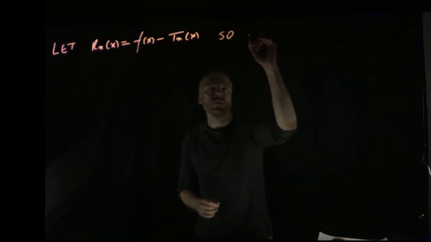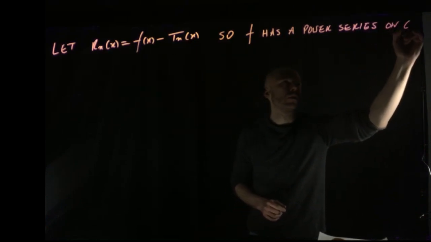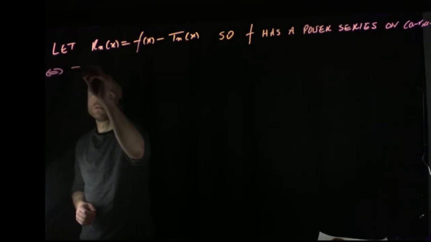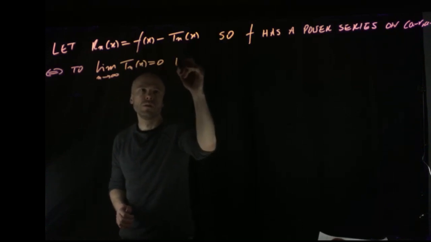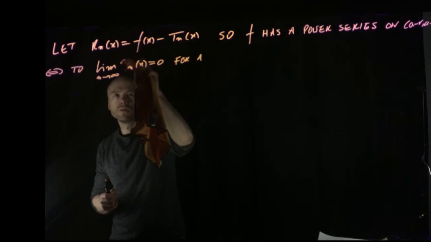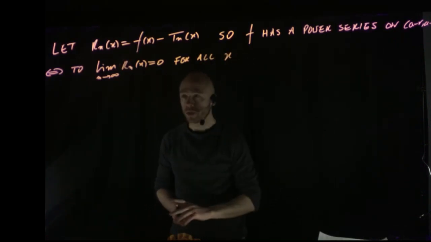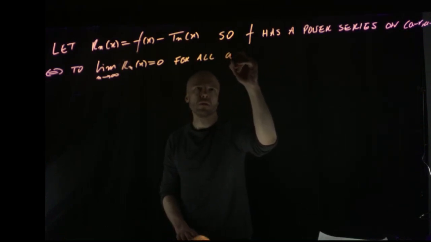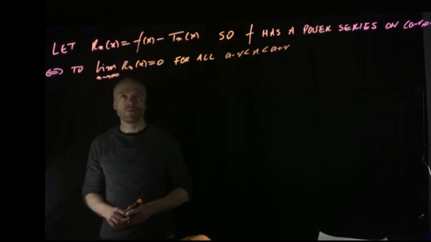So f has a power series on some interval a minus r, a plus r, is equivalent to the limit as n tends to infinity of Rn of x equals 0, oops, not Tn, Rn, for all x in this interval. Okay, so we'd like to understand when this actually happens, when the remainder actually tends to 0.